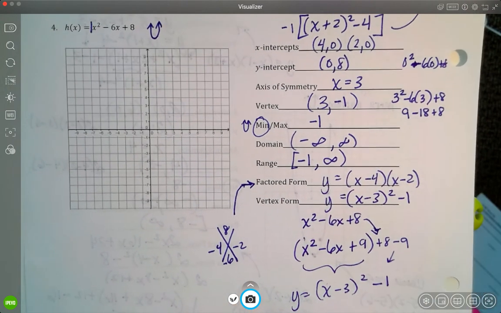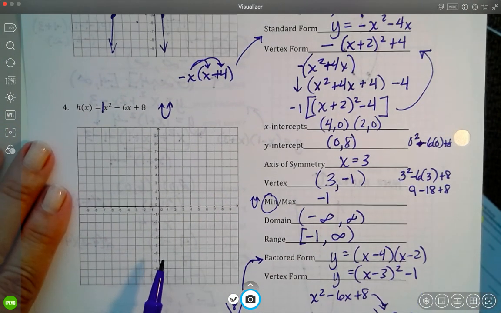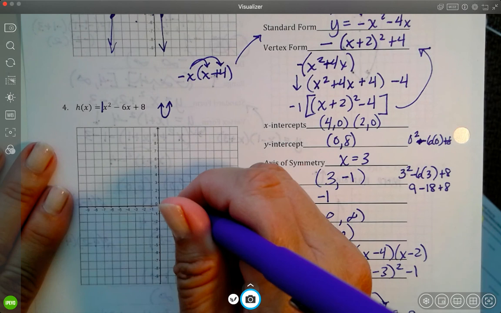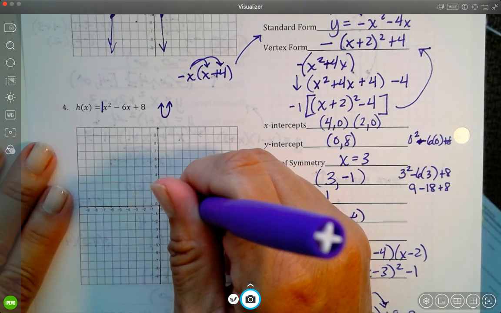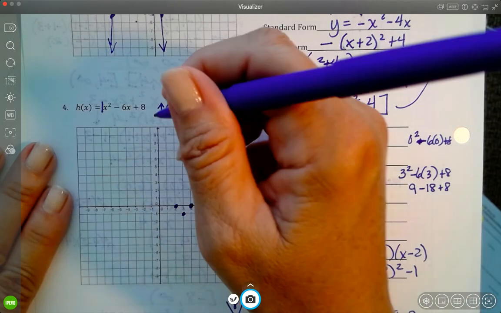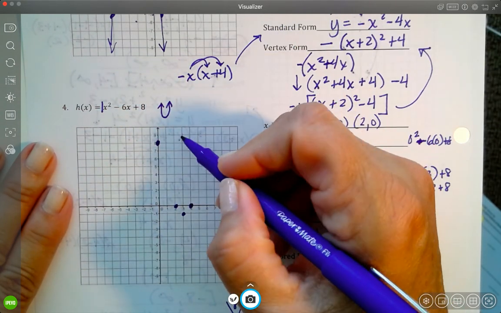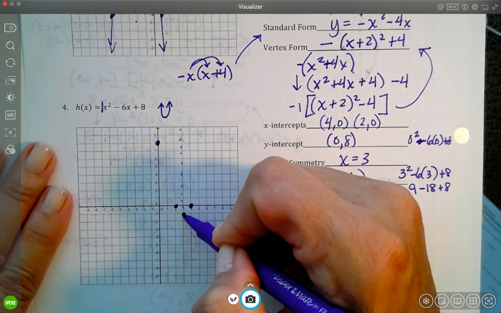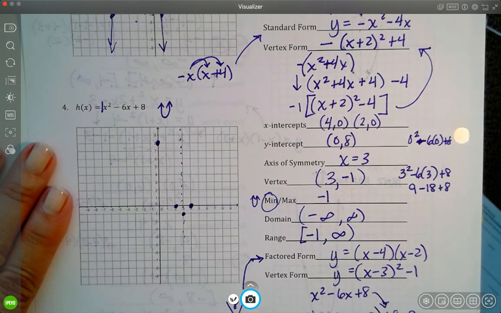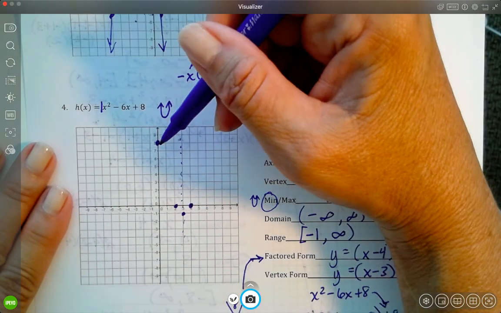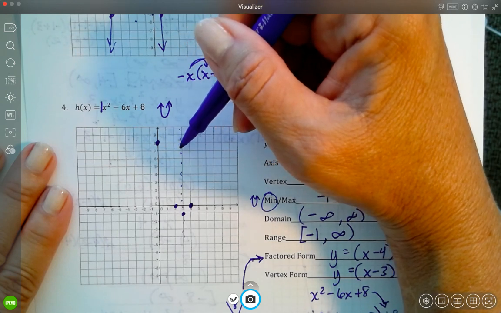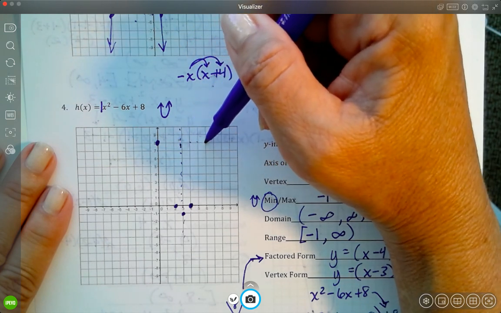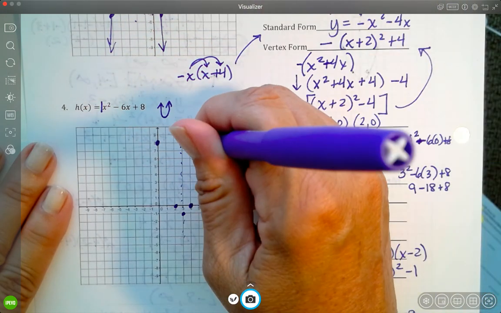All right, let's go ahead and graph it. So my vertex is 3, -1. My x-intercepts, my y-intercept, and I don't need to really pick another point because I can just reflect my y-intercept over the axis of symmetry. So it's 1, 2, 3 away. I'm going to reflect it 1, 2, 3 on this side. And then I have 5 solid points to sketch a smooth curve.